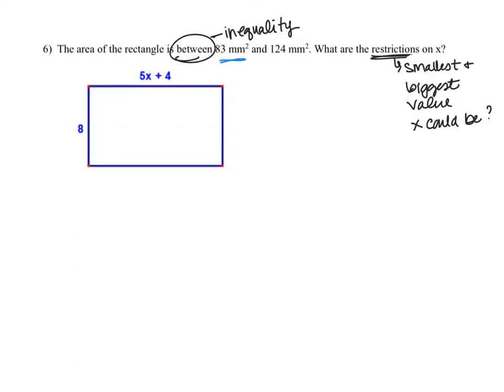All right, number 6, the area of the rectangle is between 83 and 124. And so when you see the word between, that means that it's an inequality, that there's a smallest and there's a largest value, and it can't go above or below that. It has to be in the middle of those two. So since the area of the rectangle is smallest 83, biggest 124, our inequality has to represent that. So because 83 is the smallest, we're going to use the less than, because it can't go any smaller than that, and then it can't go any greater than 124. And so when you're doing these between problems, you want your inequality symbols to face the same direction.